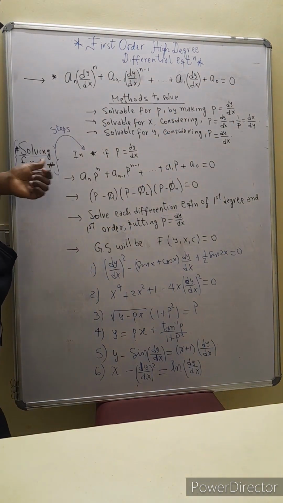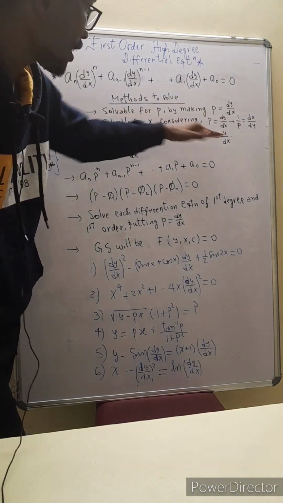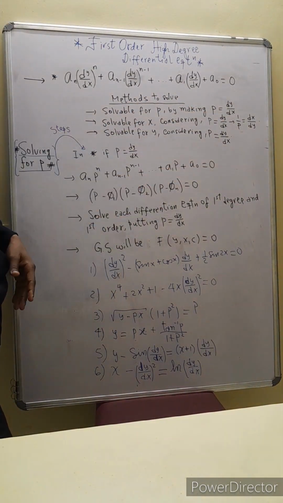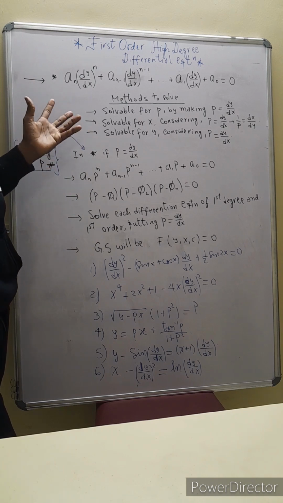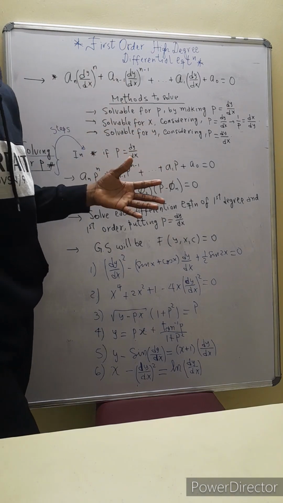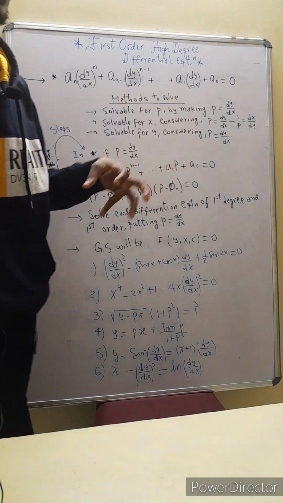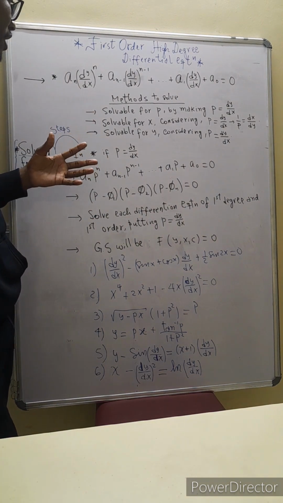What you are going to have, see, I'm solving for p. So this is one method to solve. Then we are going to do solvable for y. The main question here will be how to see whether this equation is solvable for p, for y, or for x. And this will be the core of our discussion today.